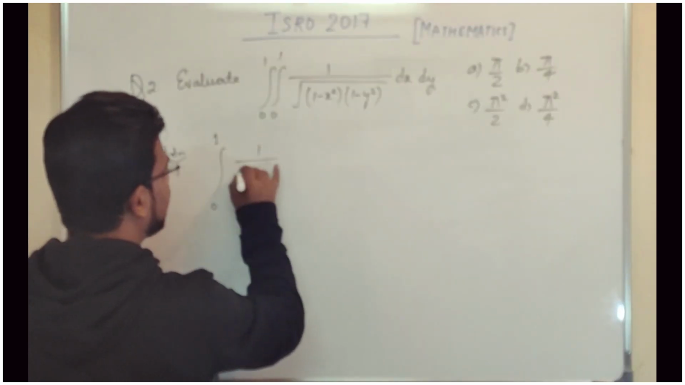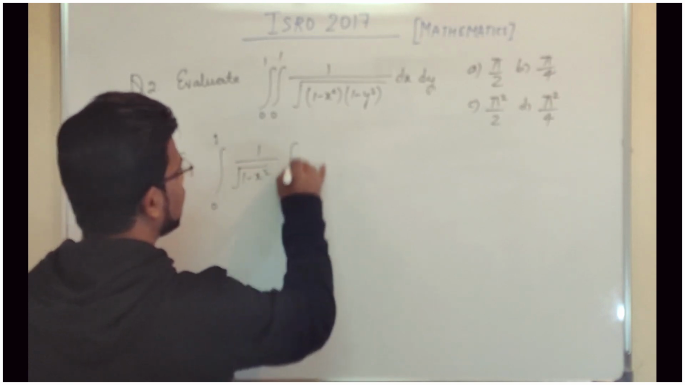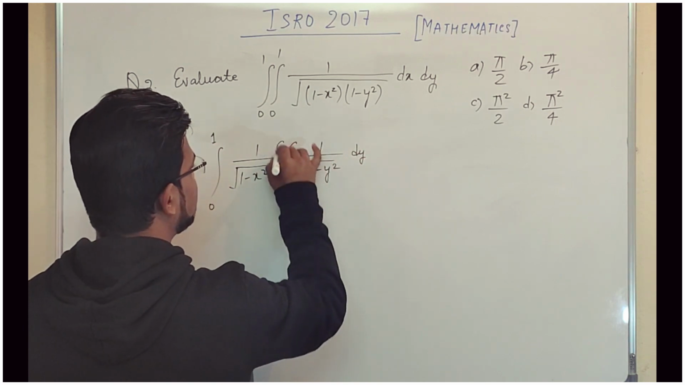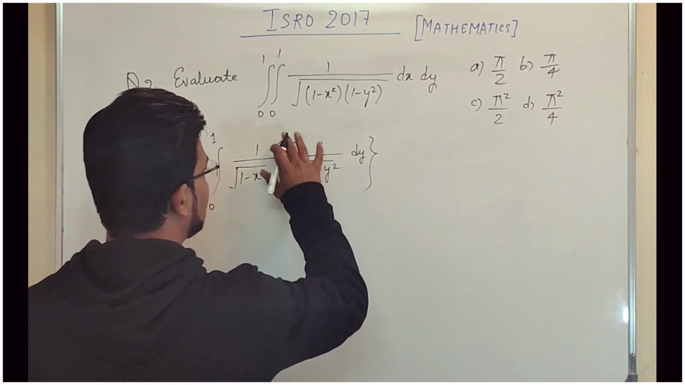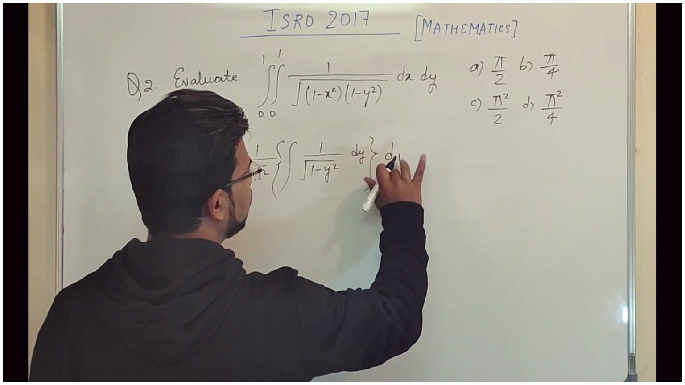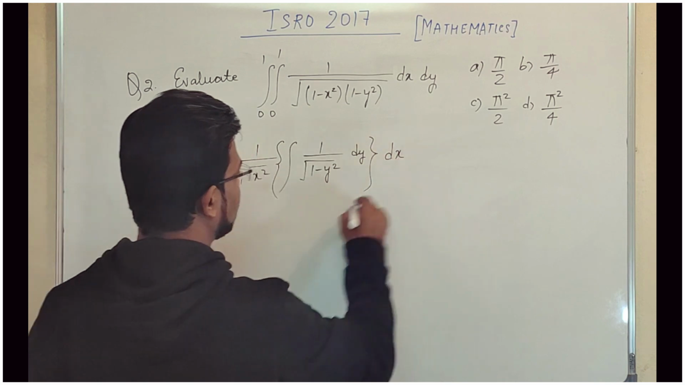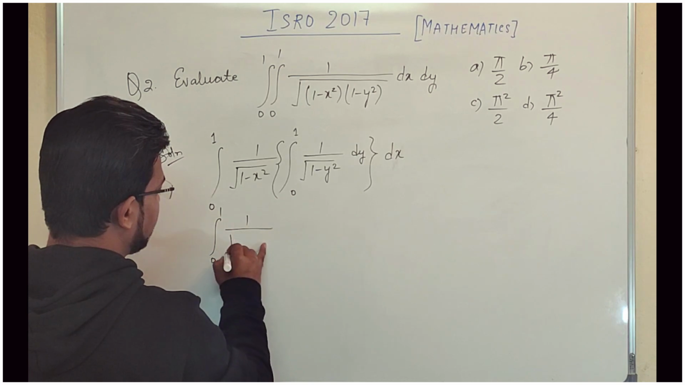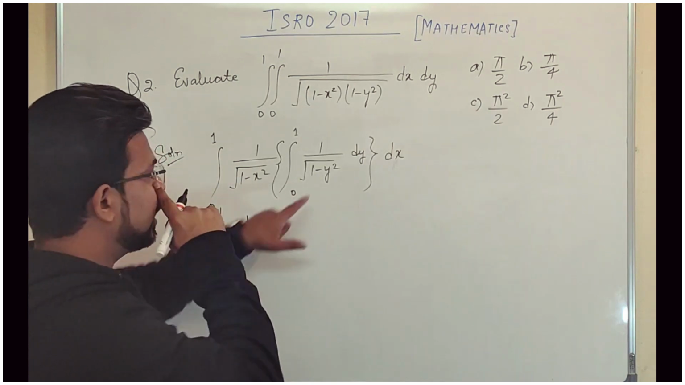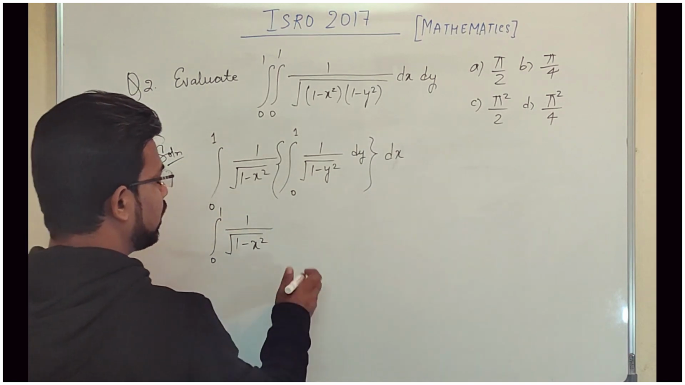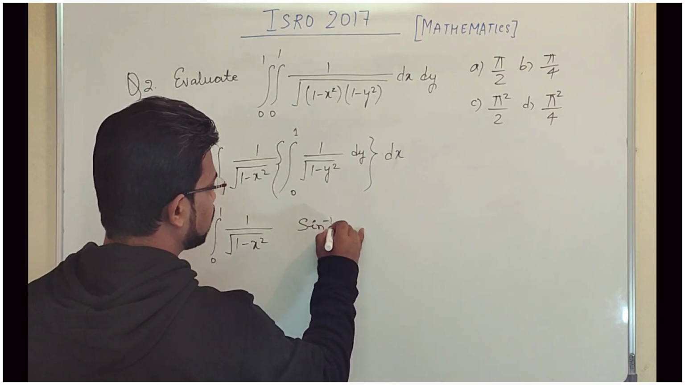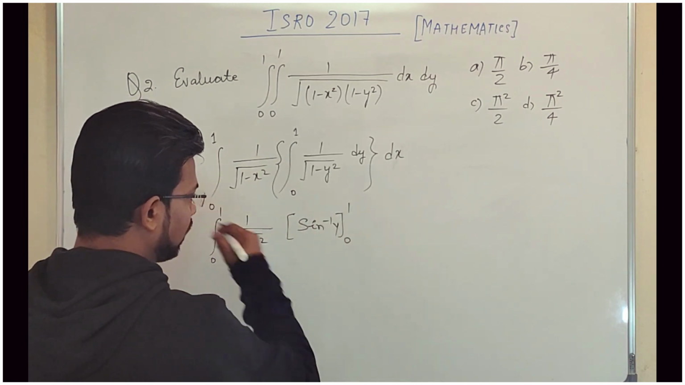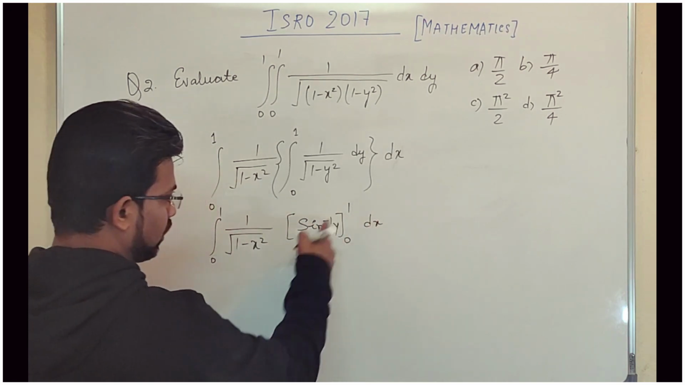So I'll be writing here 1 by root under of 1 minus x square, integration 1 by root under 1 minus y square dy, and once we solve this, the entire integration has to be solved with respect to x, from 0 to 1. So let's solve the inner one. Integration of 1 by root under 1 minus y square is sine inverse y, right? So this is sine inverse y, put the limits from 0 to 1, and then dx.